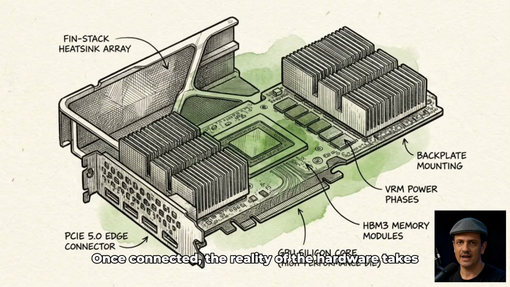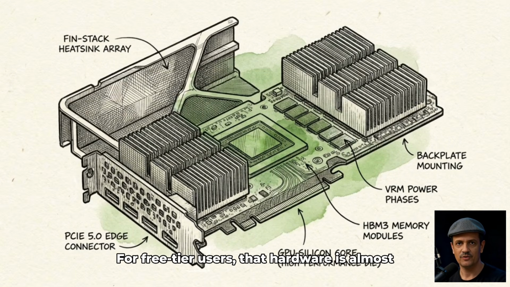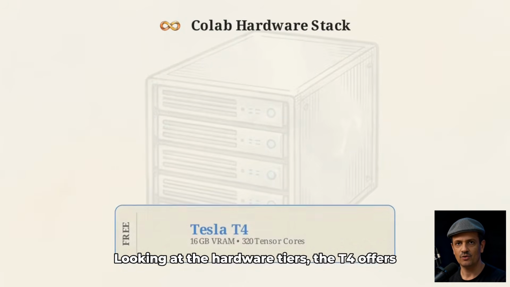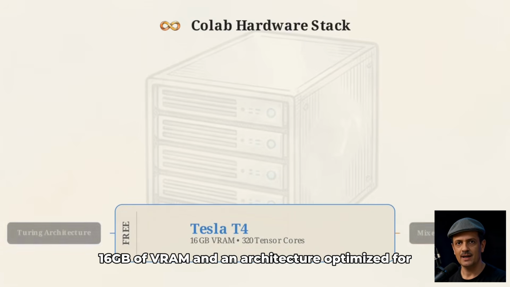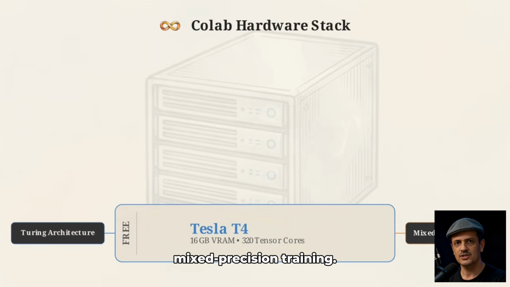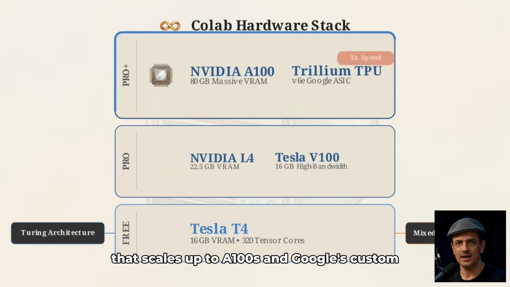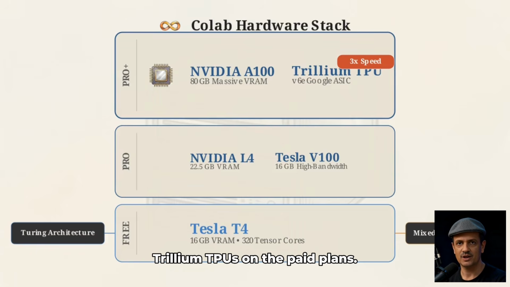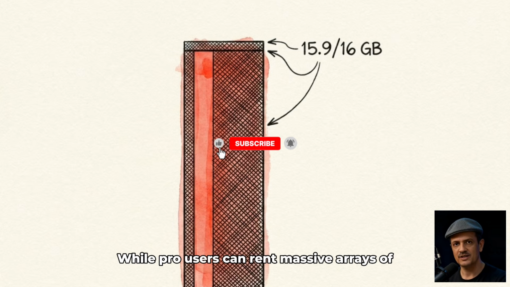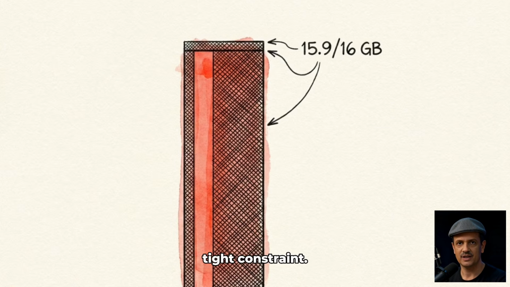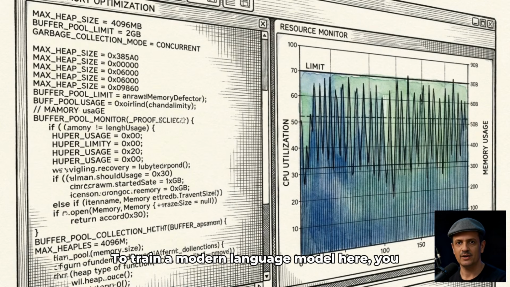Once connected, the reality of the hardware takes over. For free tier users, that hardware is almost always an NVIDIA Tesla T4. Looking at the hardware tiers, the T4 offers 16 GB of VRAM and an architecture optimized for mixed precision training. It sits at the bottom of a stack that scales up to A100s and Google's custom Trillium TPUs on the paid plans, while Pro users can rent massive arrays of memory. 16 GB on the free tier is a tight constraint. To train a modern language model here, you have to aggressively optimize your memory usage.